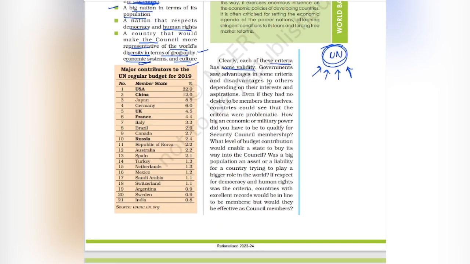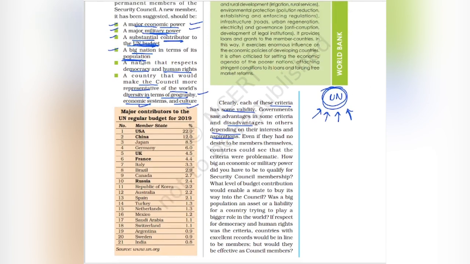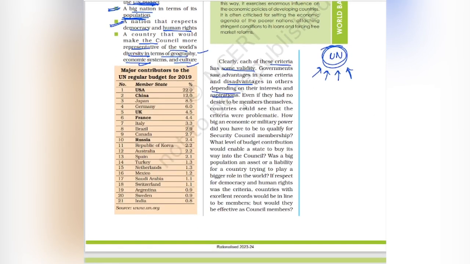Let's read out: governments saw advantage in some criteria and disadvantage in other depending on their interest and aspirations. So definitely a country with a big population would say yes, this point is very good. A country must have a big population in order to be a member. But let's say the same country does not have a democratic system. So definitely the country would criticize, okay, no, democracy should not be the only condition, right? So that's how the countries were interpreting all these points according to their own aspirations and interests, even if they had no desire to be a member themselves.